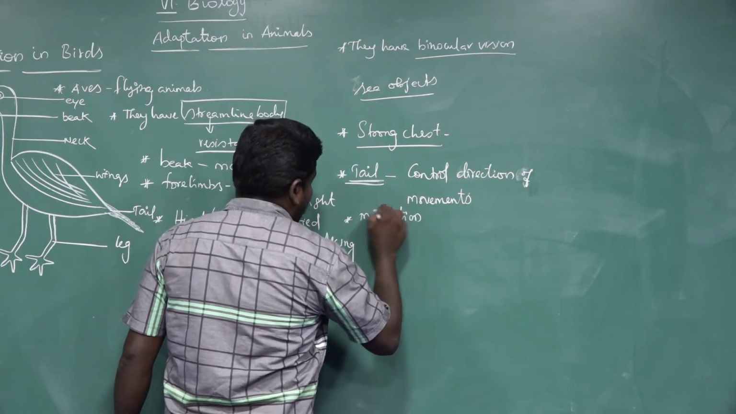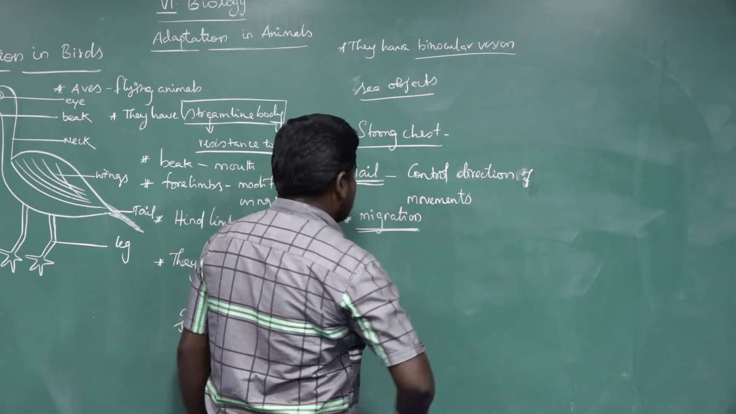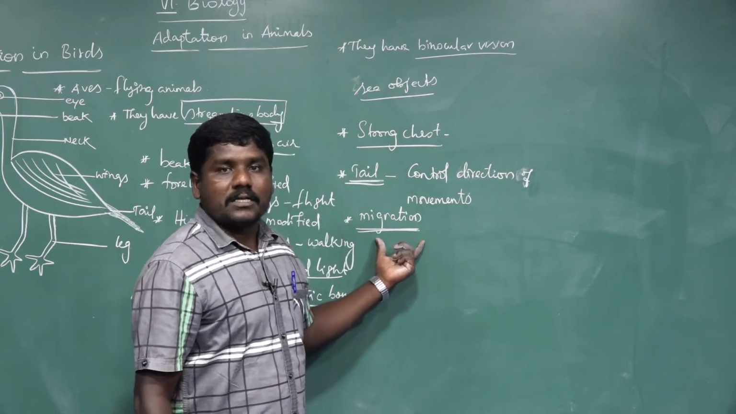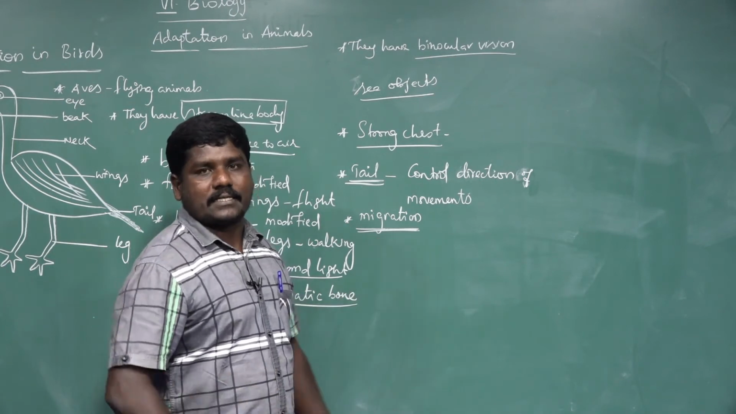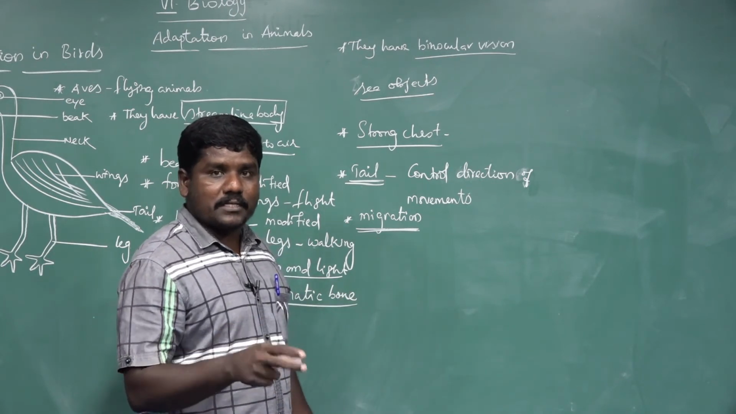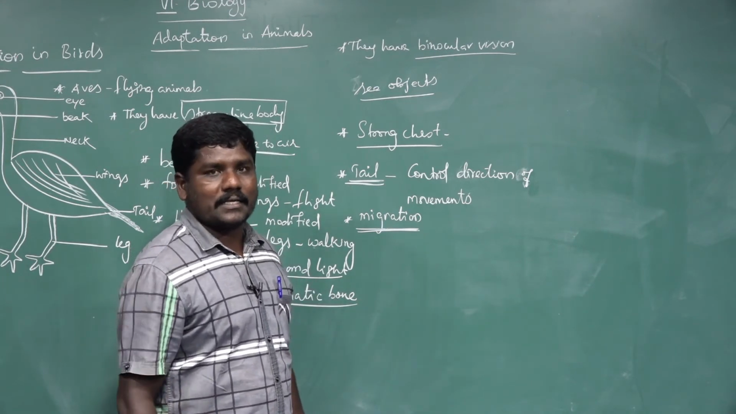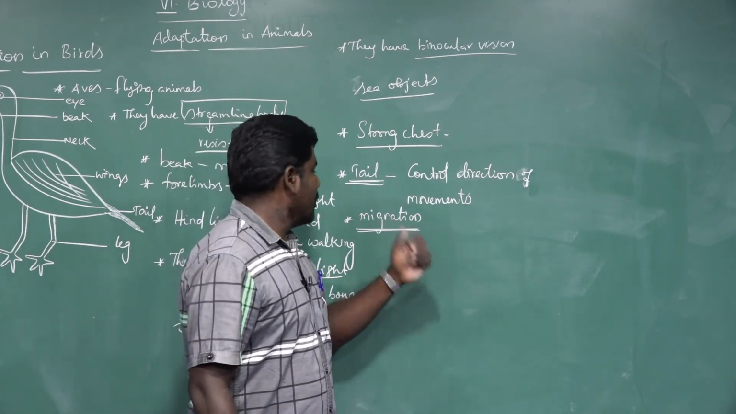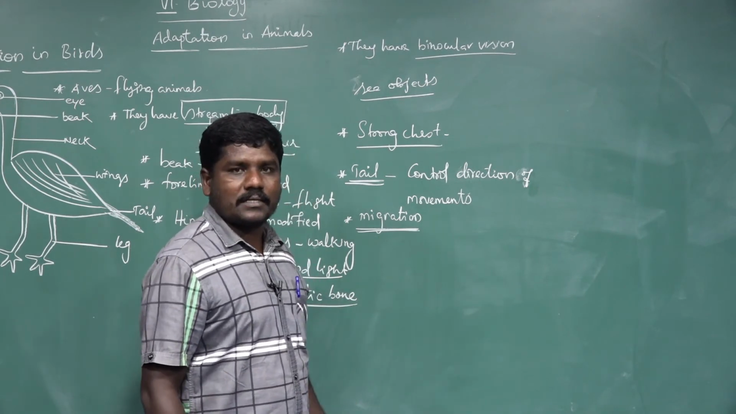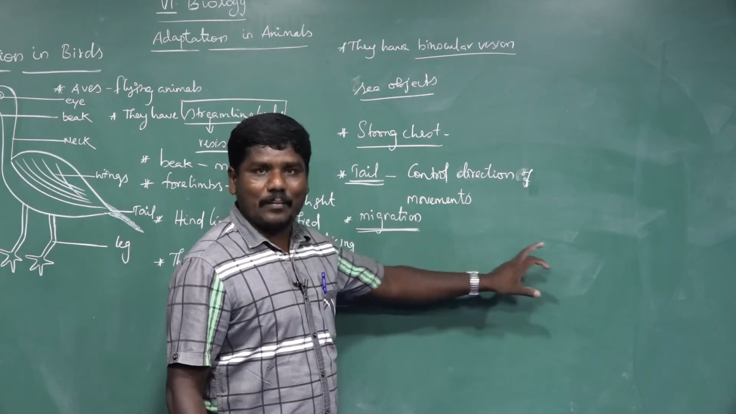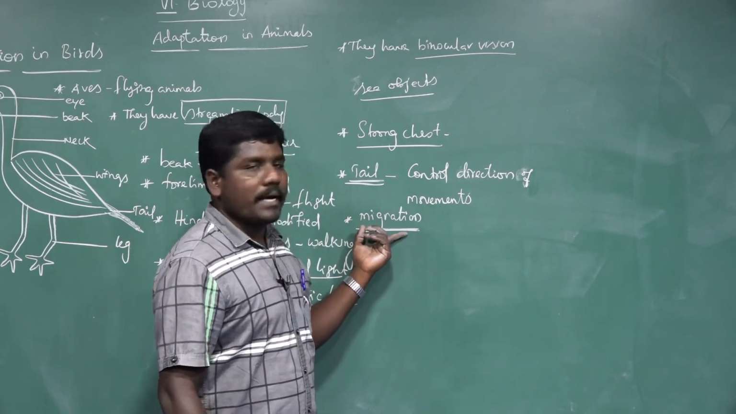So that is an important one. Migration process. What is called migration? Animals change their locations during climatic conditions. This process is called migration. Go on. So animals changing their locations during climatic conditions is called migration.